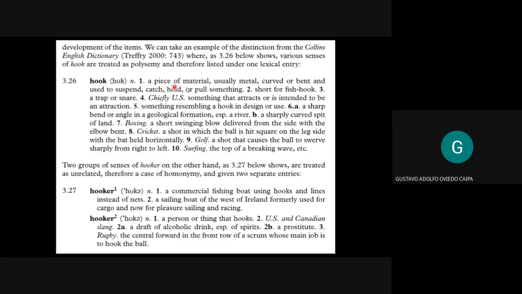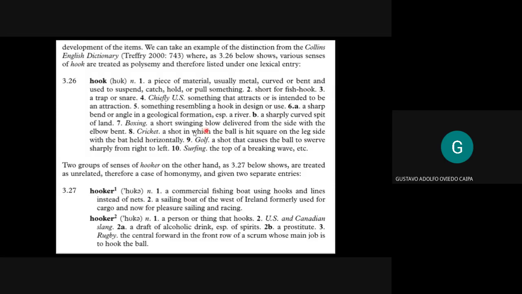So, for example, a piece of material, usually metal, curved or bent, and used to suspend, catch, hold, or pull something. Short for fish hook. So as you can see, fish and hook are related. A trap or a snare, similar to this one because it's kind of a trap to catch something. Something that attracts, or is intended to be an attraction. Something resembling a hook in design. Sharp or bent or angled in a geological formation. For example, a river. When a river is bent in a certain way, we say that it hooks.